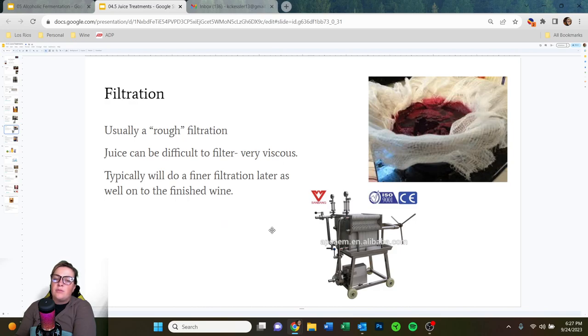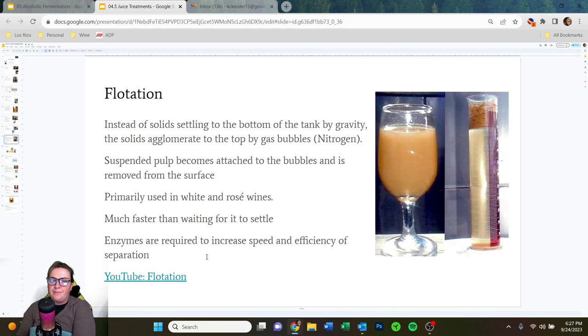Then, once we're done with the wine and it's done fermenting, we'll do a much finer filtration, and that will be a sterile filtration where no yeast or bacteria are allowed to pass through it.